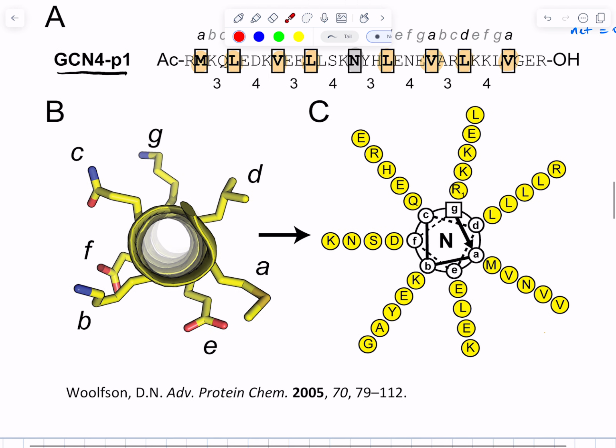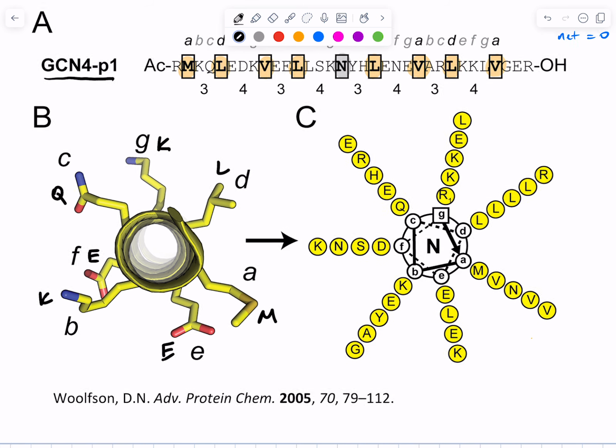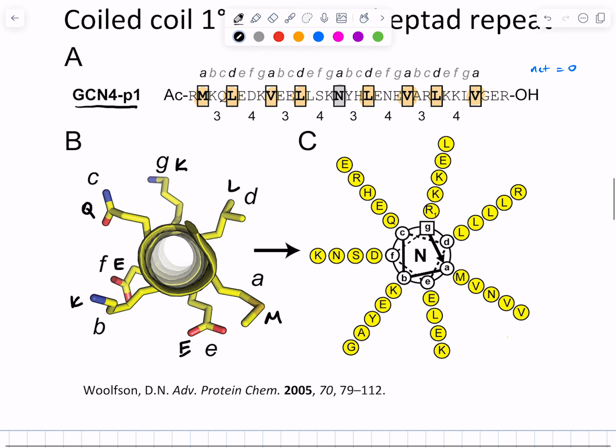So you can see when this sequence forms an alpha helix, you notice the 2 nonpolar residues, methionine and leucine, are along the same face of the helix, on the same side of the helical cylinder. And you notice that the charged amino acids and the polar amino acids are all on the other side, okay?